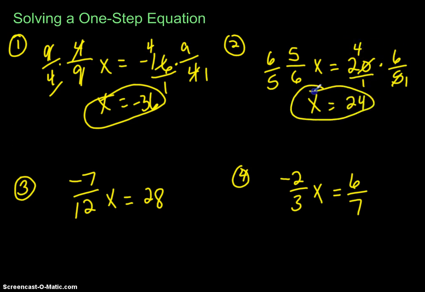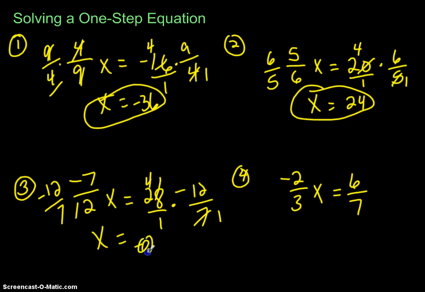And we are finished. Here, the multiplicative inverse of -7/12 is -12 over 7. These become 1x. This, I can cancel out. I can reduce. That becomes 1. That becomes 4. 4 times -12 is -48. Notice here this is a negative times a negative, which gives me a positive x.